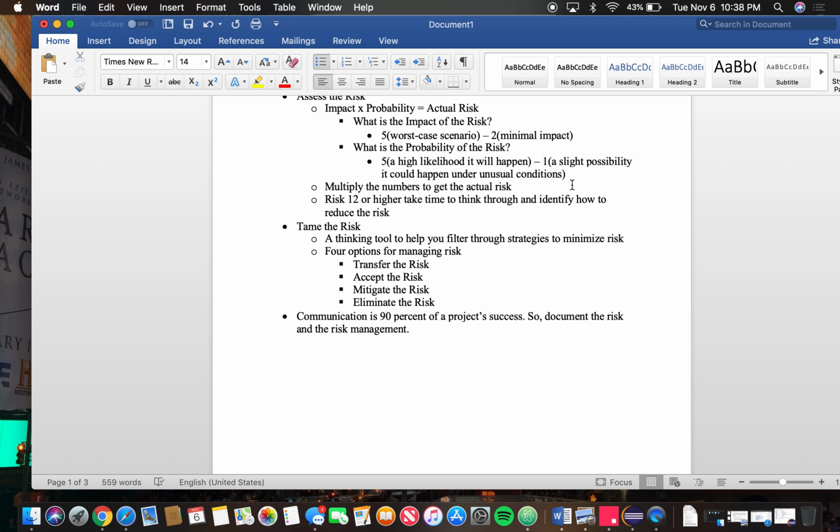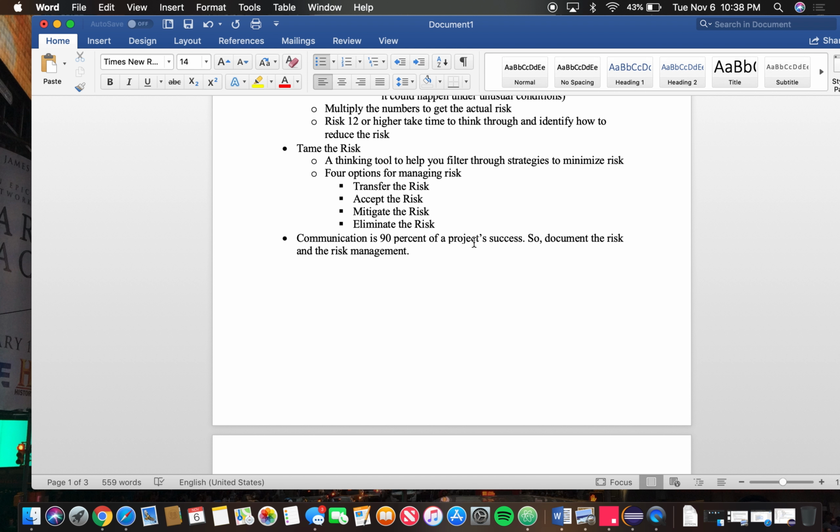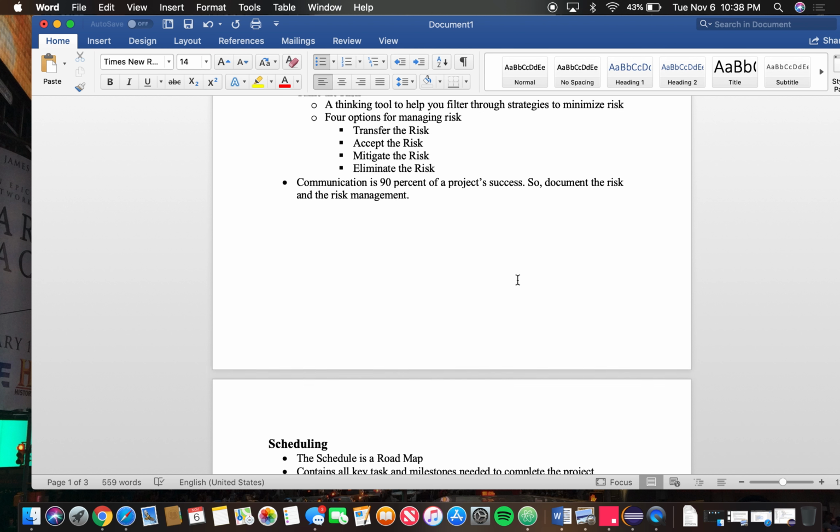Four options of managing risk are transfer the risk, accept the risk, mitigate the risk, or eliminate the risk. These are just four things you can do to tame a risk. Communication is 90% of the project success, so document the risk and risk management.